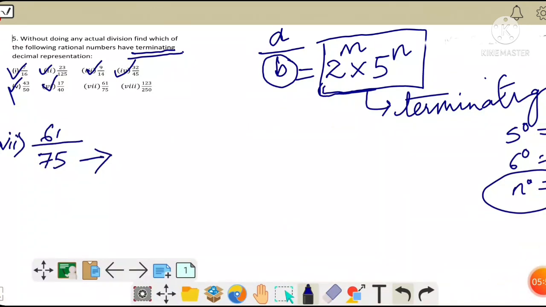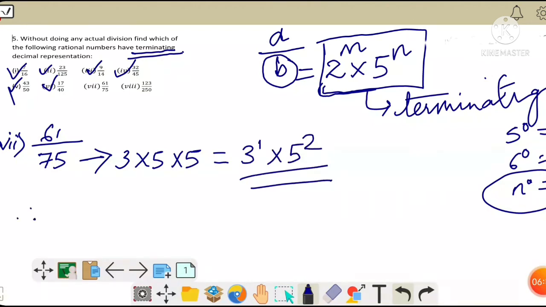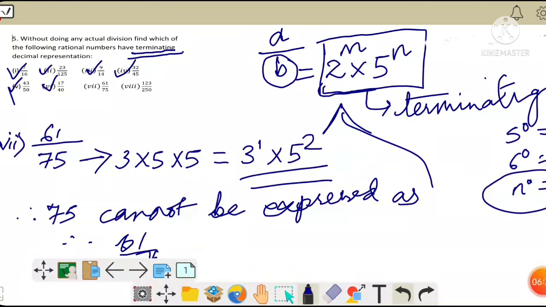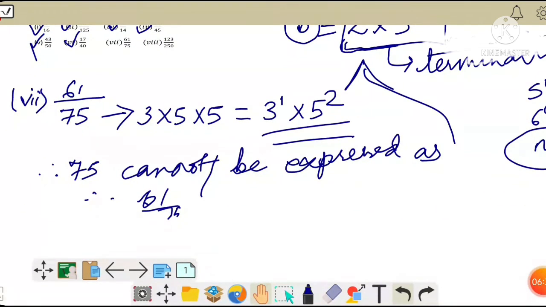Next question, question number 7. 61 by 75. It can be written as 3 5s are 15, 15 5s are 75. Here we got 3 to the power 1 and 5 to the power 2. We got 5 to the power n, but we did not get 2 to the power m. So 75 cannot be represented in the form 2 to the power m into 5 to the power n. So 61 by 75 does not have a terminating decimal.